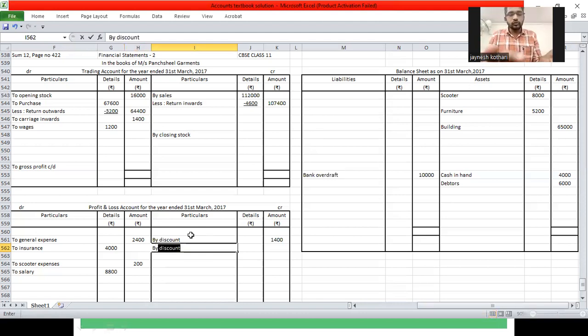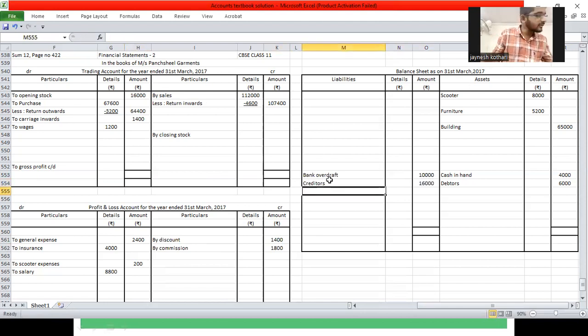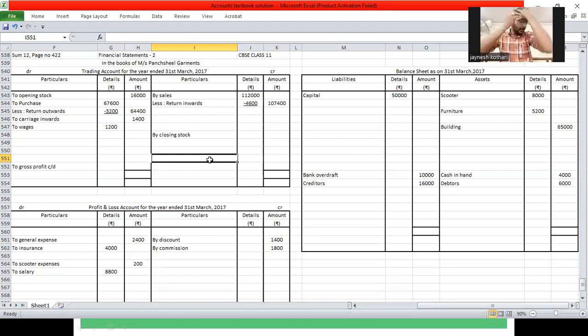Commission 1800. No adjustment at all. Creditors 16,000. And last, capital 50,000. Capital will always have adjustment, students. You have to leave 8 to 10 lines below the capital part. You have to remember this. So students, we have completed the entire trial balance over here.